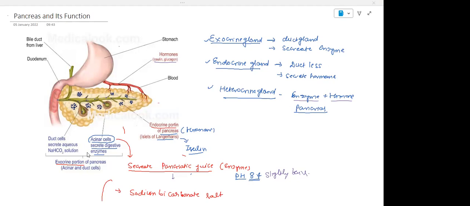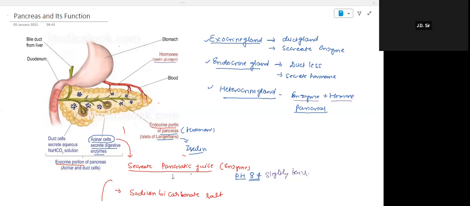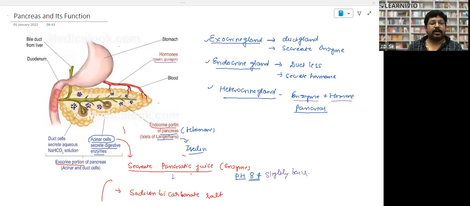That may be a function of secretion of hormones. That may be a function of secretion of some other things, like the ovary secretes egg, right? So if any gland has another function other than secretion of enzyme, it is called a heterocrine gland. So why is the liver heterocrine?